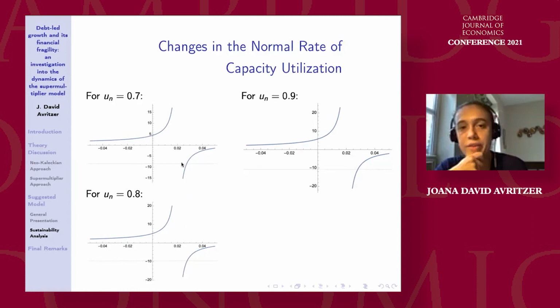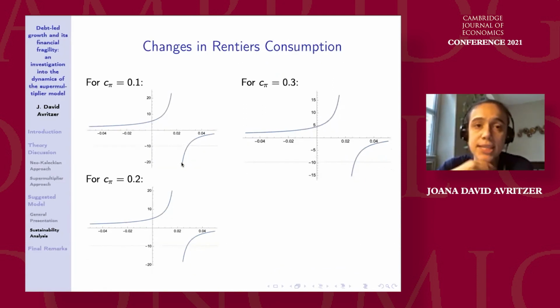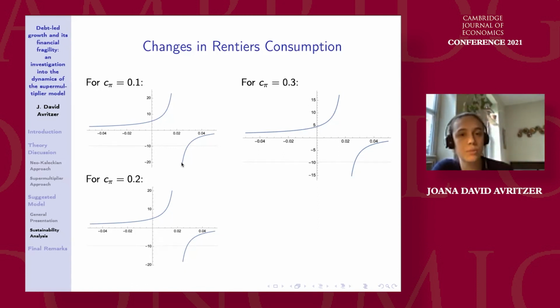The same thing for the rate of capacity utilization that we change, though usually in the literature we tend to see the normal rate of capacity utilization referred to as more or less equal to 80%. And for rentiers' marginal consumption, we also don't observe a significant difference from assuming different values.